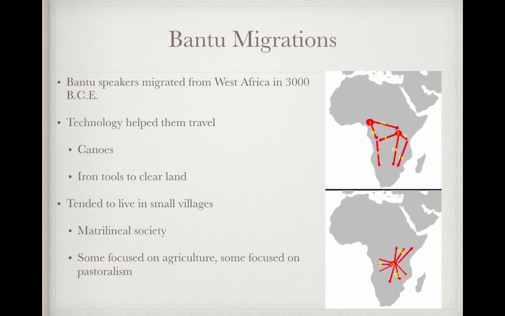Some of these Bantu groups focused on agriculture, some of them focused on pastoralism, so there wasn't one set way of life for the Bantus. This is a great example of cultural diffusion because they spread crops and technology not only to other parts of Africa, but to Southwest Asia and Eurasia as well.